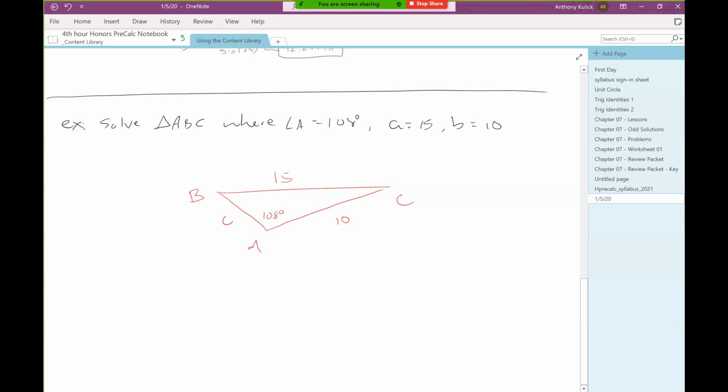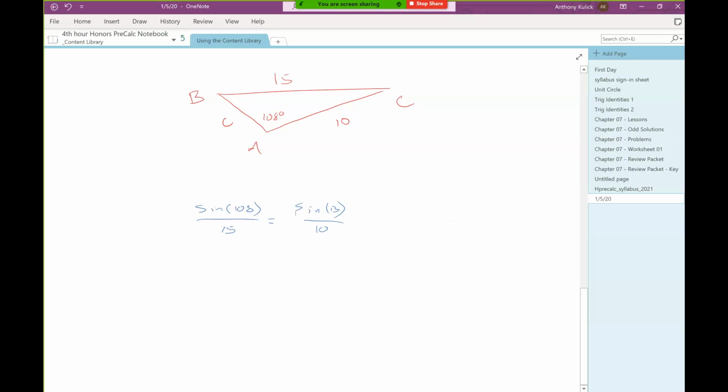And what quantity am I going to have to use? Well, the only one where I know the side and the angle opposite it is for angle A. So I know I'm going to have to use sine 108 over 15. And the other piece of information I know is side B. So I know I'm going to have to be finding angle B for that one. Everybody okay there?